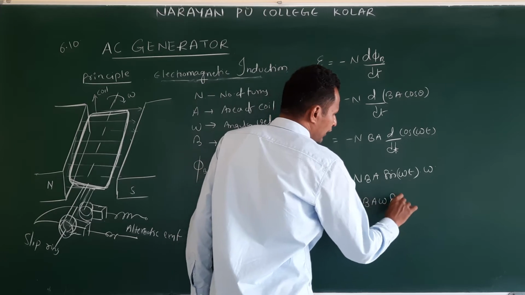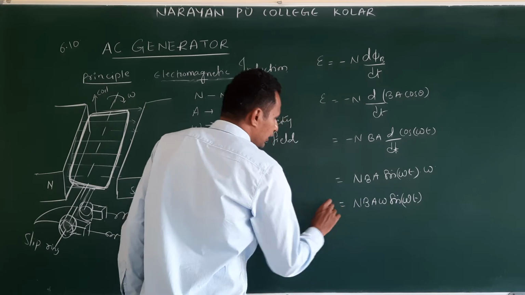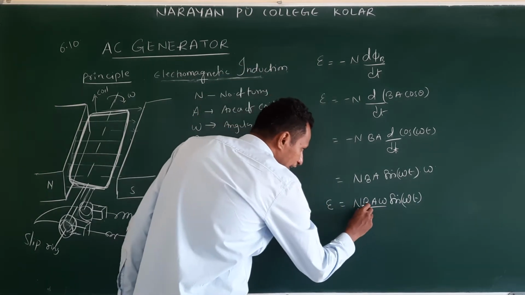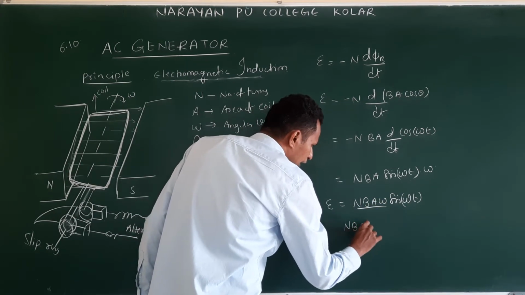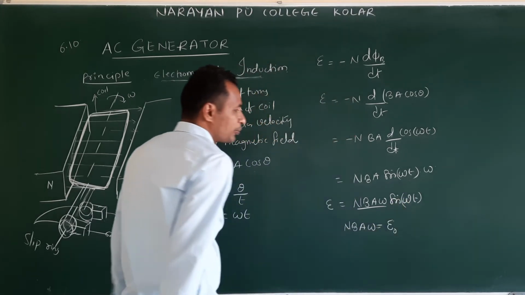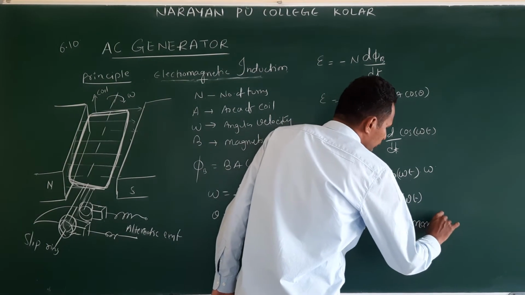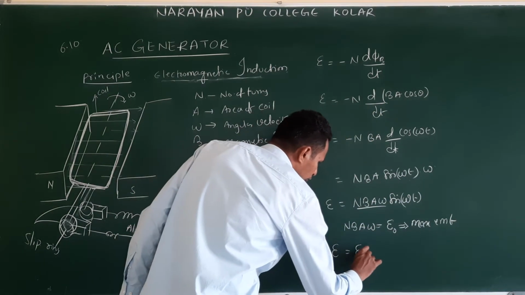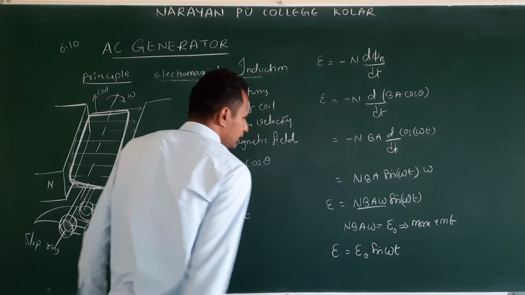NBA omega sin omega t. This is what? Induced EMF. Clear? So this term, we will write NBA omega, we will write E naught, meaning maximum EMF. We will call it the maximum EMF. Then this equation will be E is equal to E naught sin omega t.